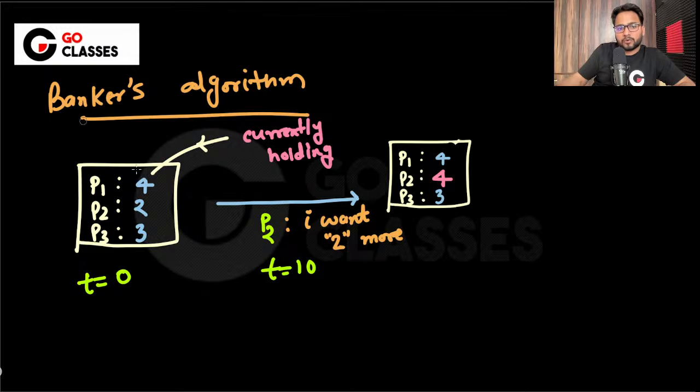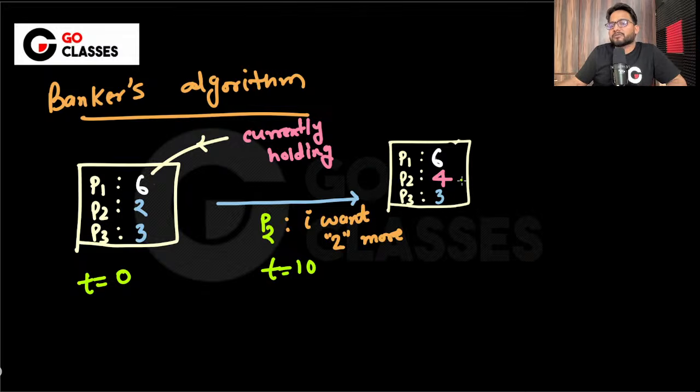Just to not get confused with this four, let me take some other number here, maybe five here, six here. This four and this four are different. Banker's algorithm will decide whether to give these two more or not. This is the whole job. How is it done by a certain process? It first pretends.